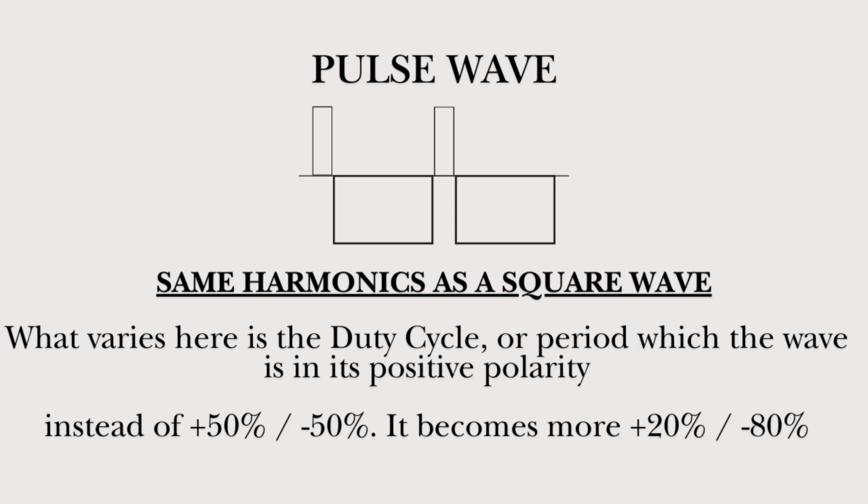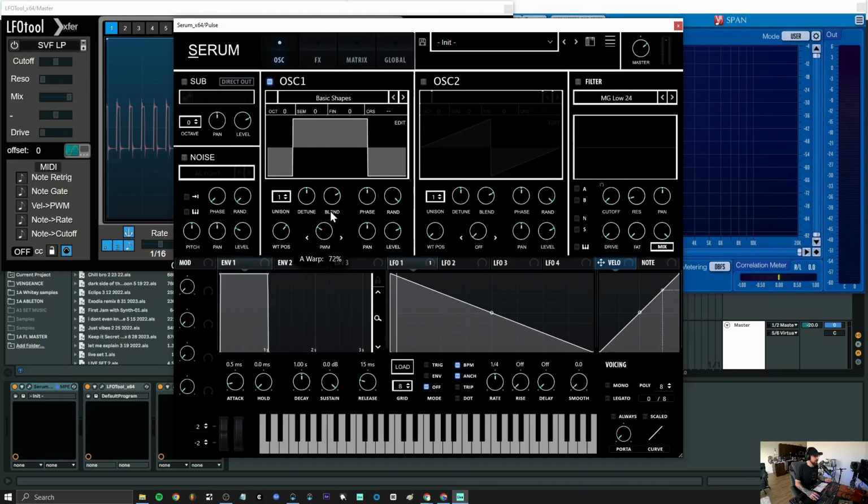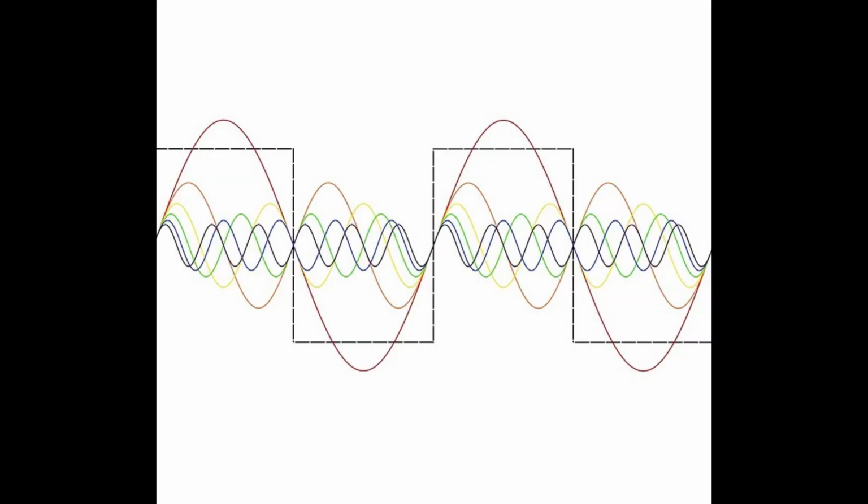The pulse wave, or the pulse width wave, is characterized by its duty cycle, which means the length of time that it stays in its positive polarity in comparison to the length of time that it stays in its negative polarity. When you overlap frequencies, depending on whether they are in a positive or a negative polarity, they have either constructive interference or destructive interference. This is why the wave changes shape.